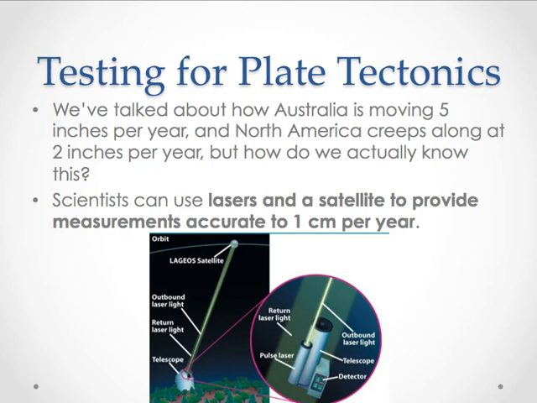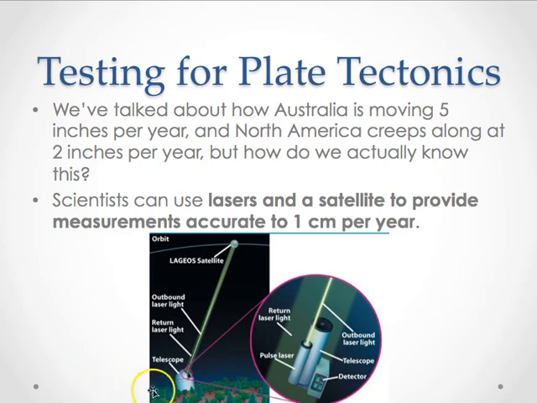But how do we actually know this? How do you go about measuring something like a continent moving? That's such an enormous task. And what scientists have come up with is that we can actually use lasers and a satellite to provide measurements that are accurate to about 1 centimeter per year.